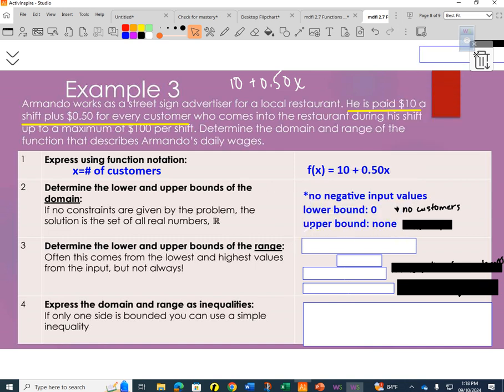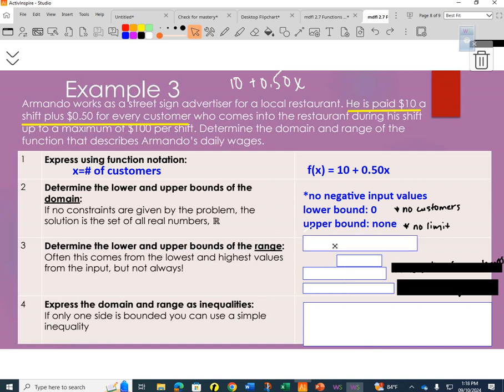Now, upper bound, it does not talk to us about a maximum number of customers. So we're going to say he has no limit or no upper bound on the value that we could plug in for X, because he might wait on 2 customers, he might wait on 100 customers. Would it be hard? Yep, it's going to get harder, but in theory, there's no limit to the number of customers he can wait on. Does that make sense?